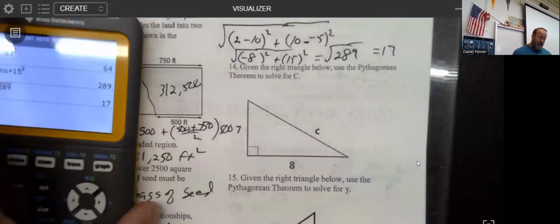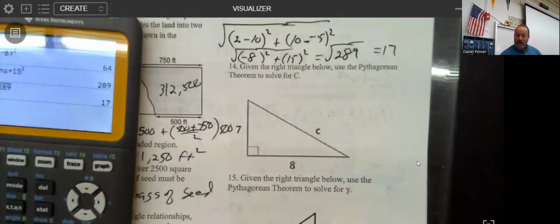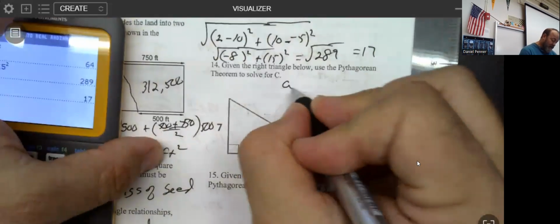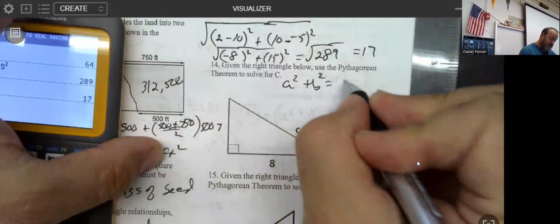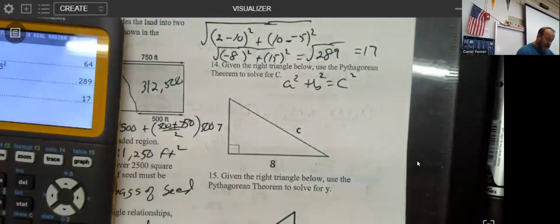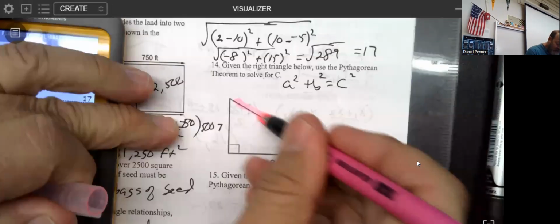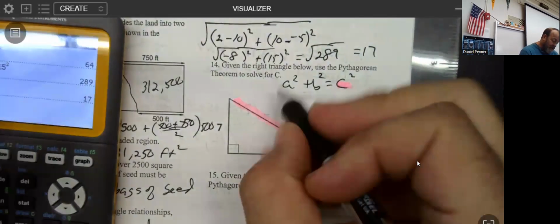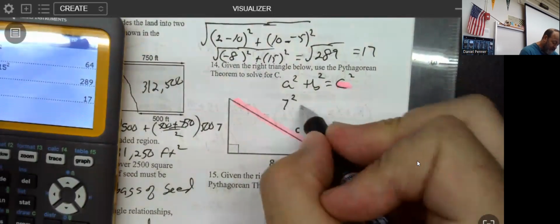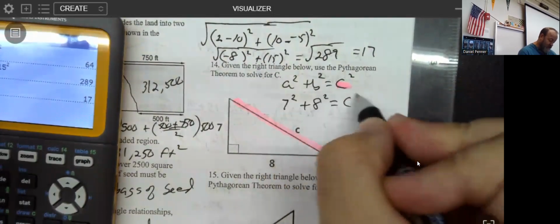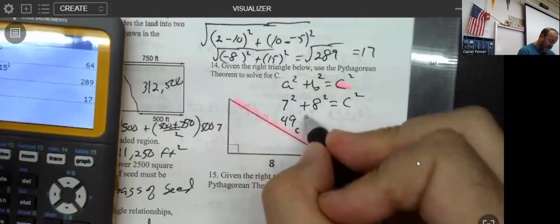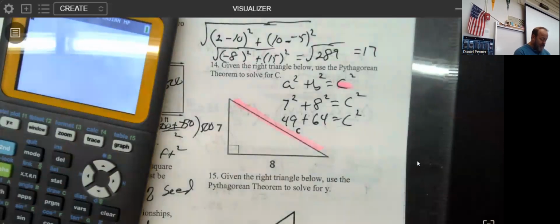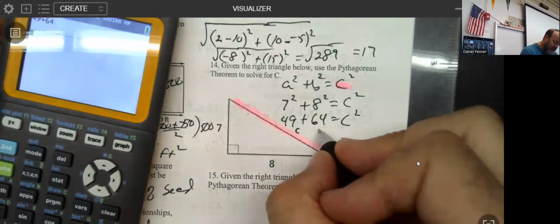Now, number 14, we just wanted to double check everybody's ability to do the Pythagorean theorem, which remember was a squared plus b squared equals c squared. But c is always the hypotenuse. So keep in mind, you've got to be a little bit careful, because we could put it in different orders. So a squared plus b squared equals c squared. So I got 49 and 64. Now 49 and 64 add up to 113.